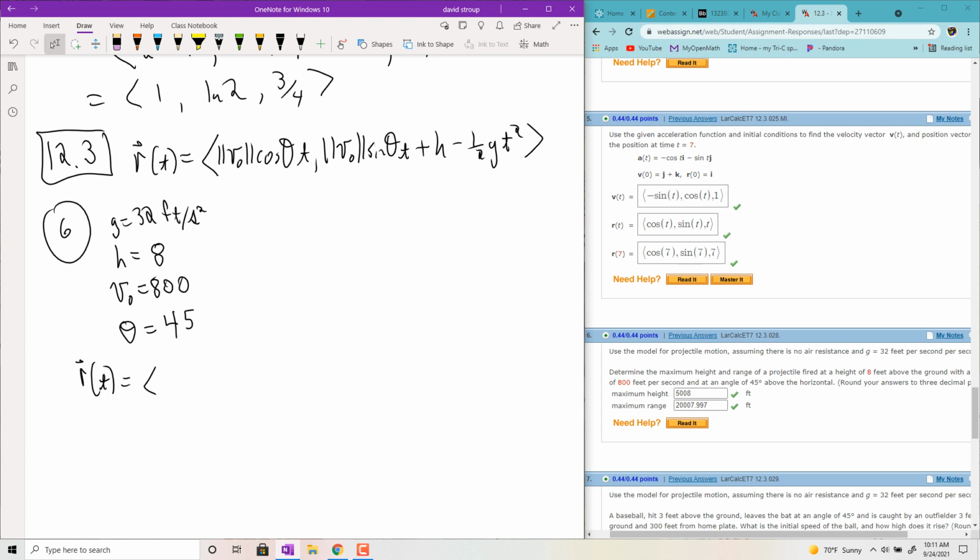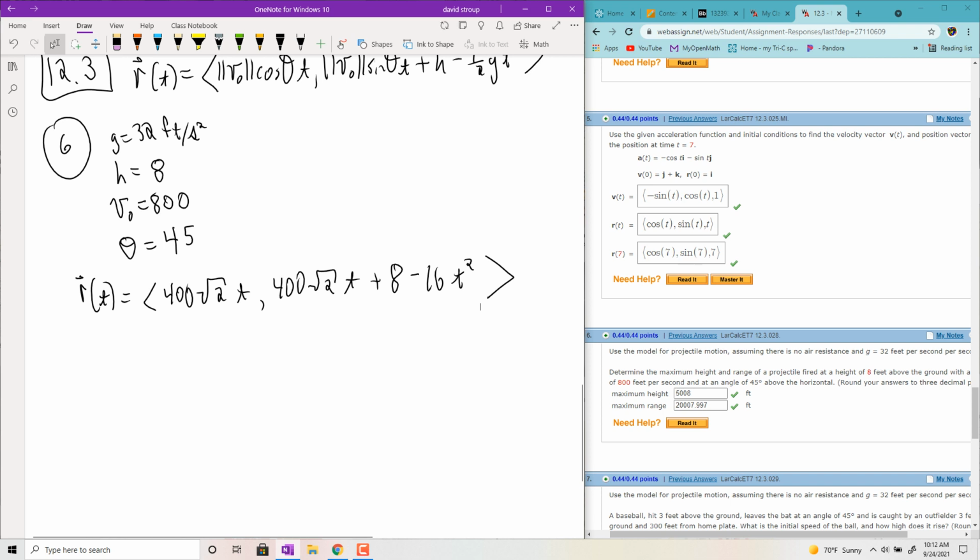So it's going to be 800 cosine of 45 degrees. That's just root 2 over 2. So let's cut to the chase. That would be 400 root 2t, and then sine of 45 degrees is root 2 over 2 as well, so 400 root 2t plus 8 minus 16t squared. We're trying to determine the maximum height and then the maximum range.